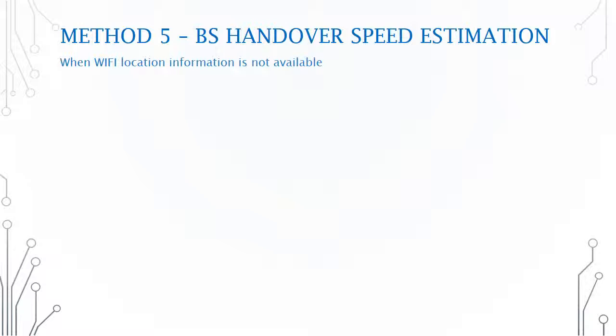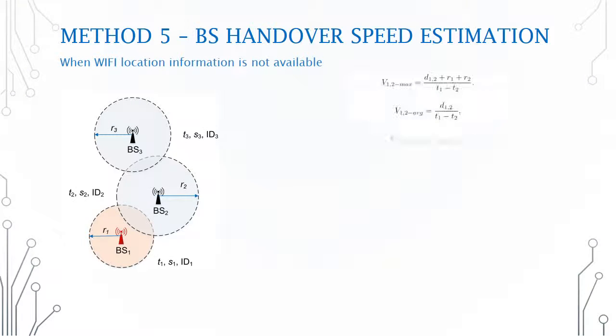And the main purpose of this method 5 is a situation where Wi-Fi location information is not available. We have the base station information from the last 3 base stations the user is connected to, but we do not have a clear Wi-Fi location or Wi-Fi access point information. And this is primarily the reason why the user report contains 3 base station information.